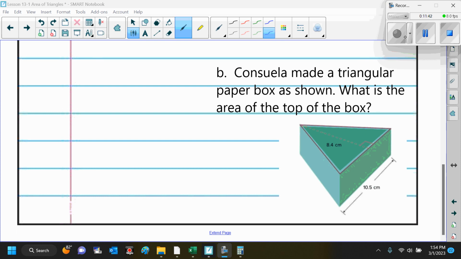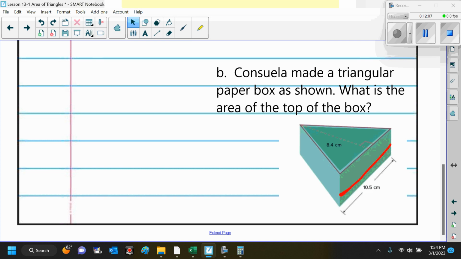All right, so I'd like for you to do this one with your table partners. It says Consuela made a triangular paper box as shown. We want to know what is the area of the top of the box. So we just want the area of this top part. That's it, okay? So you look at your picture, your base is down here. And of course, that is the same as up here, right? So those are the same. So the base is 10.5. Okay?